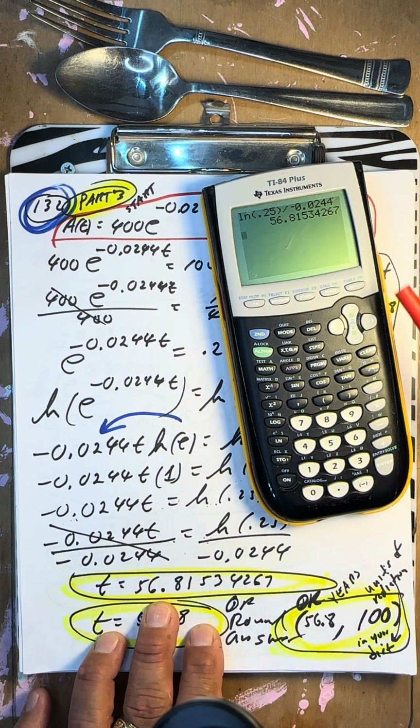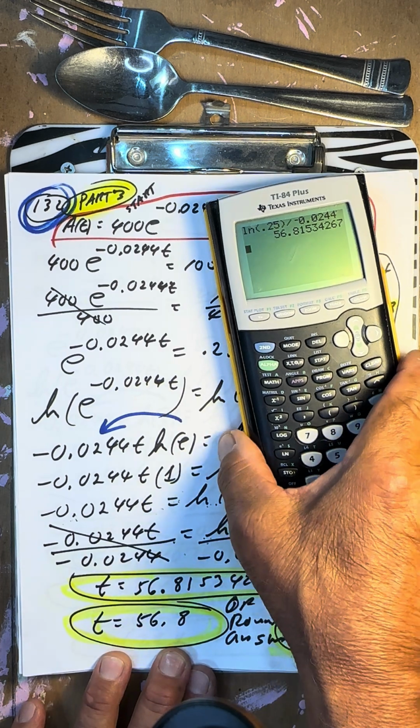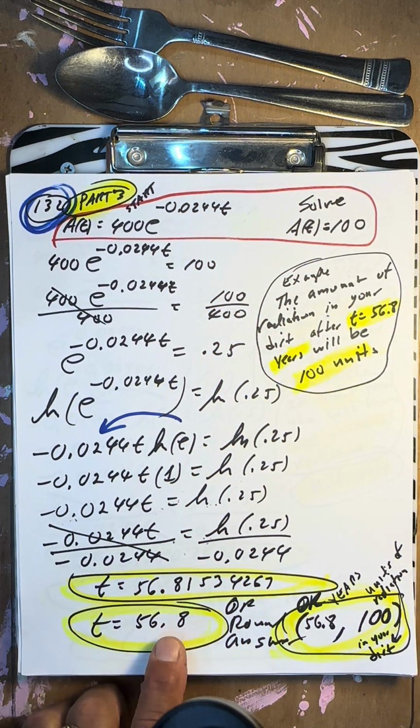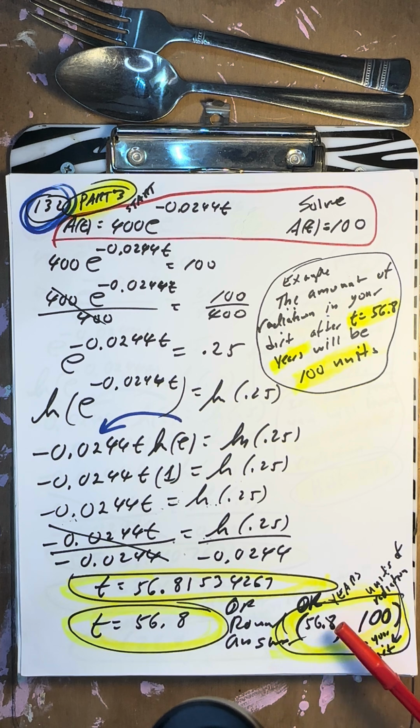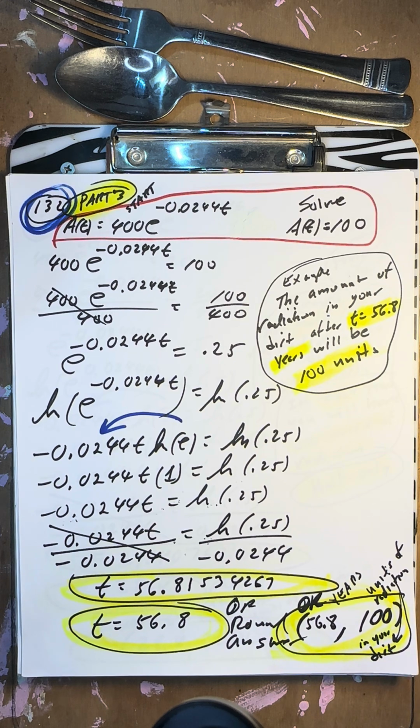All these numbers here match, yes. Okay, we can round it off, of course, to 56.8. So 56.8 years later, there's only going to be what? 100 units of radiation. So you start with 400, and what happens? 56.8 years later, there's only 100 units of radiation in your dirt.